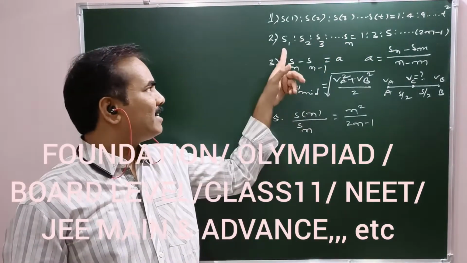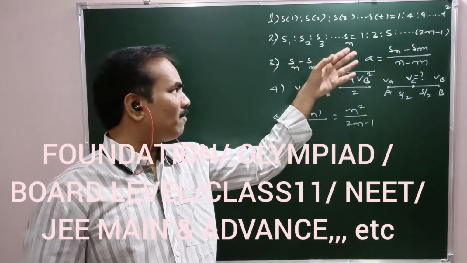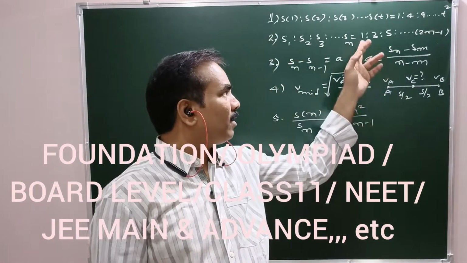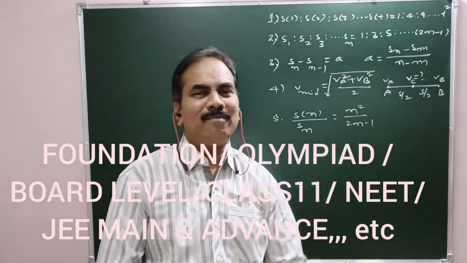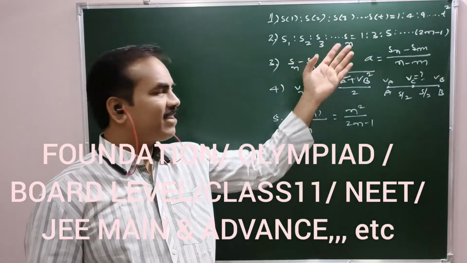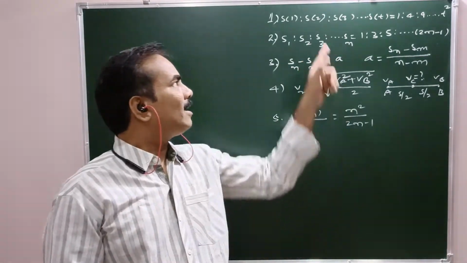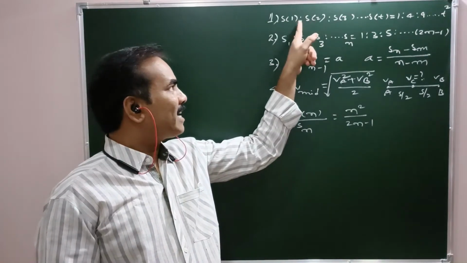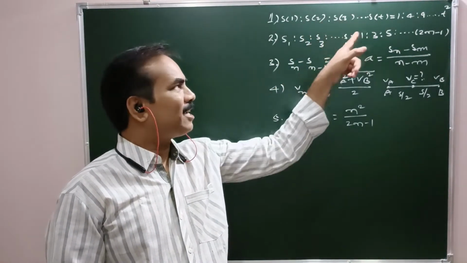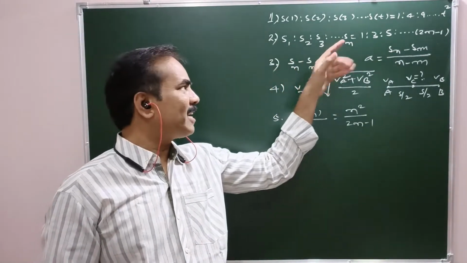Now in the second result, S of x1 is to S of x2 is to S of x3 is to up to S of xn equals 1 is to 3 is to 5 is to up to 2n minus 1. Here S of x1, S of x2 up to S of xn mean distances covered in successive seconds. Here the distance is covered in the first second, in the second second, in the third second, and so on.